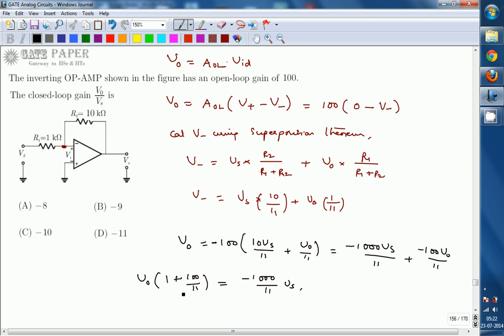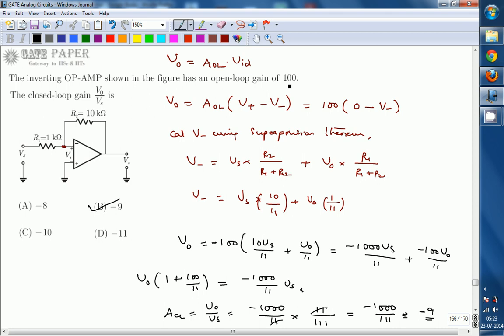So closed loop gain ACL is nothing but V naught by Vs, which is equal to minus 1000 divided by 11 into 11 divided by 111, since 1 plus 100 by 11 is 111 by 11. Taking it to this side, it becomes 11 by 111. So minus 1000 divided by 111 is approximately equal to minus 9. So the closed loop gain of this circuit is going to be minus 9. So the right answer is B.